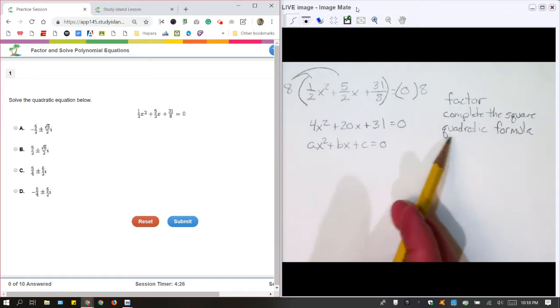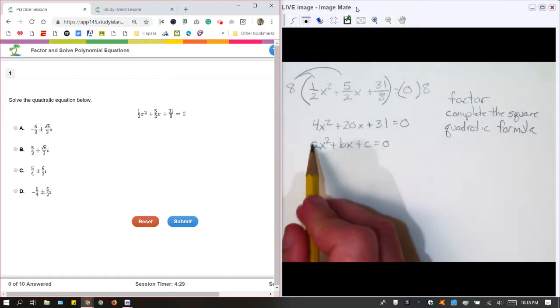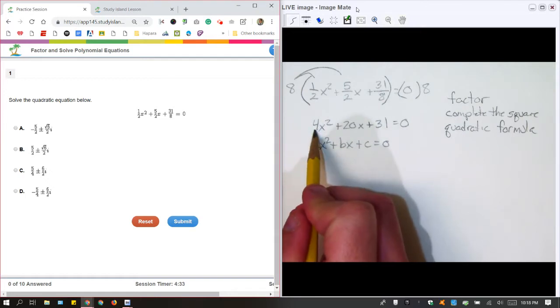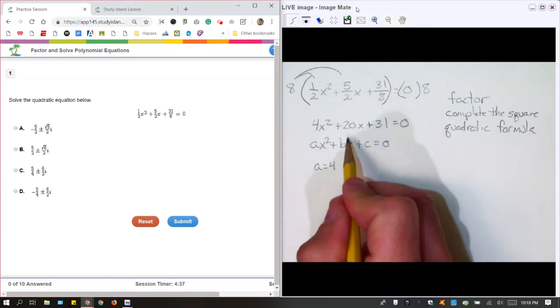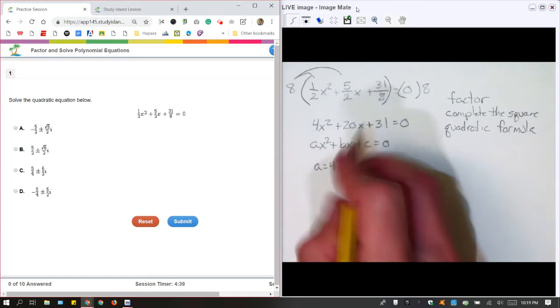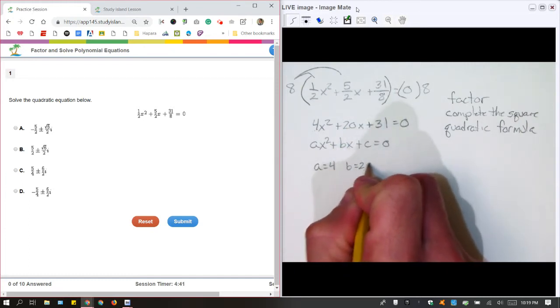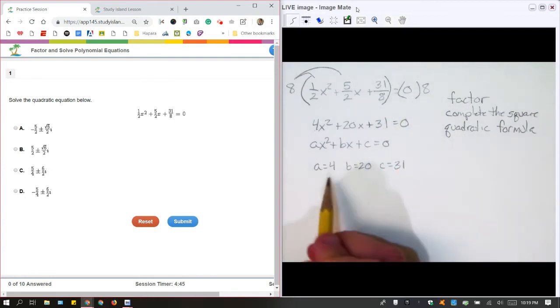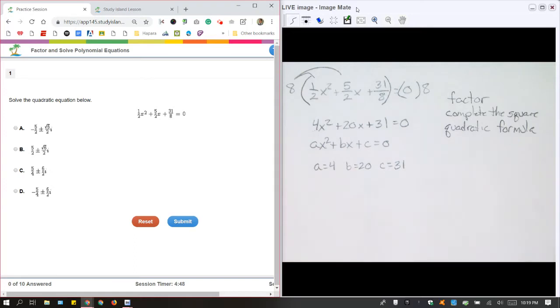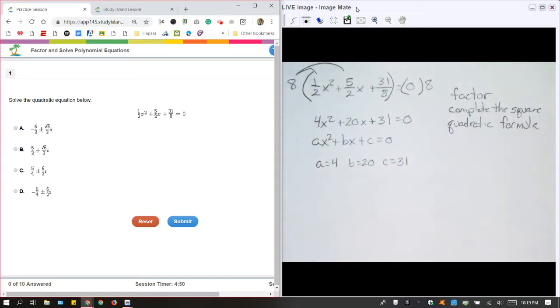I'll tell you what the quadratic formula is in a moment. But this is in that format. A times x squared. In this case, a is 4 because this is 4 times x squared. So in this equation, our a is 4. B times x. Well, it's 20 times x, so b is 20 in this case. And c is 31. So in this equation, a is 4, b is 20, and c is 31. And we can use the quadratic formula.